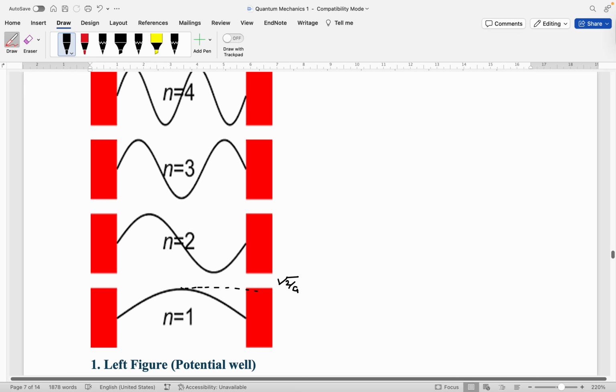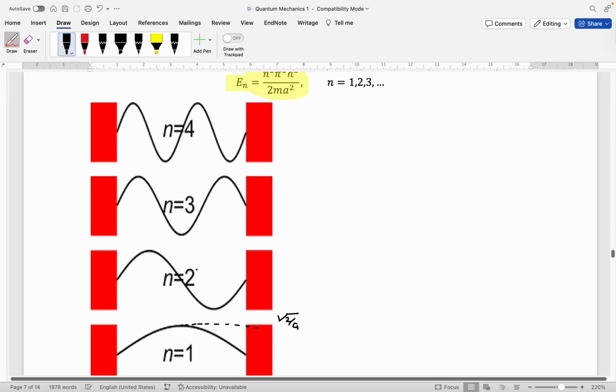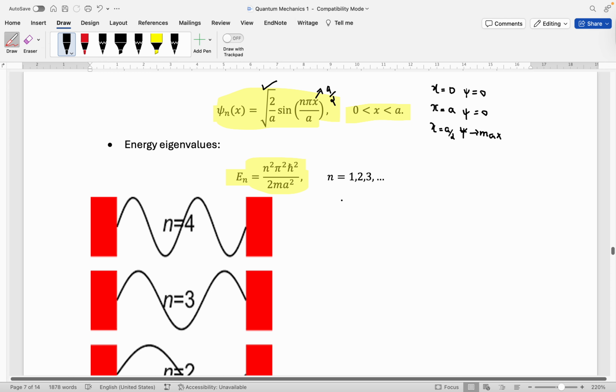So that means at n is equal to 1, how many nodes are we getting? We are getting only 1, right? So that's n minus 1. So it's always 1 less. That is important. So let's take n is equal to 2. N is equal to 2 you can also do.